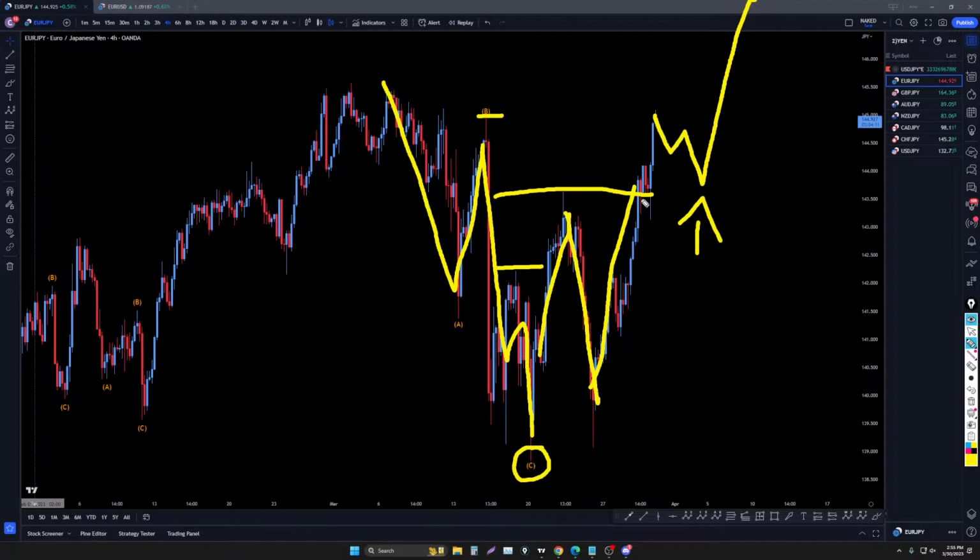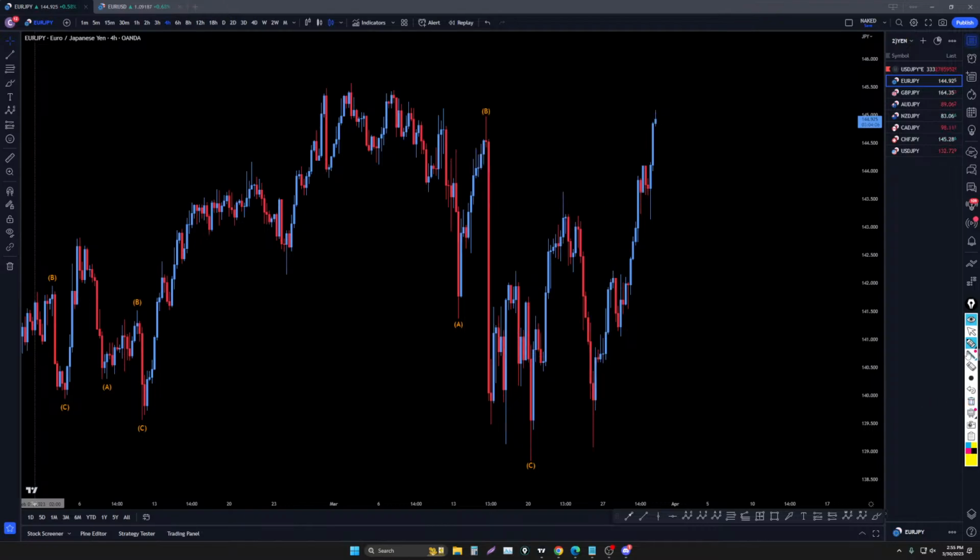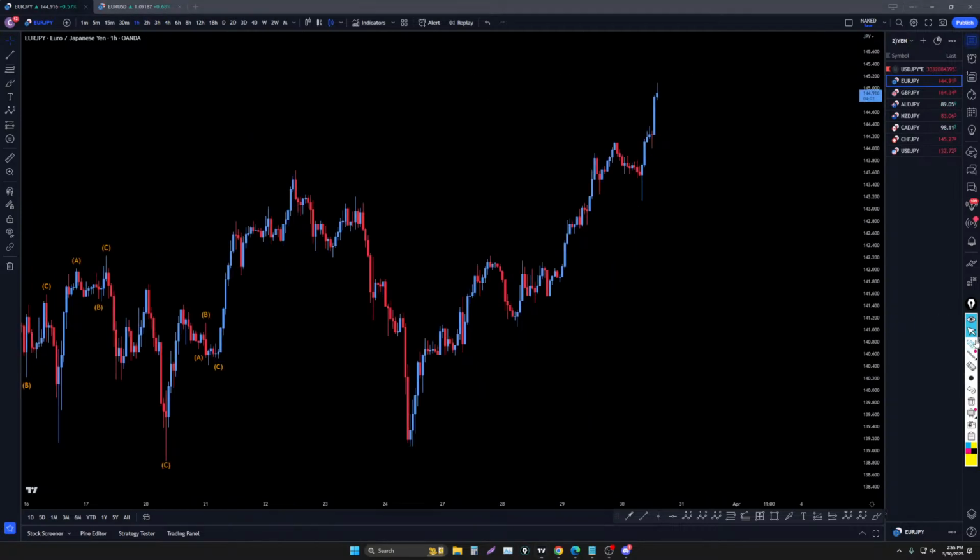Structure break, pullback, probably retest, and then just keep on going up. So let's head down to the 1 hour time frame. 1 hour time frame, we definitely got a nice uptrend. 1, 2, 3, 4, 5 waves so far. Just because you see 5 waves doesn't necessarily mean that the trend is over.